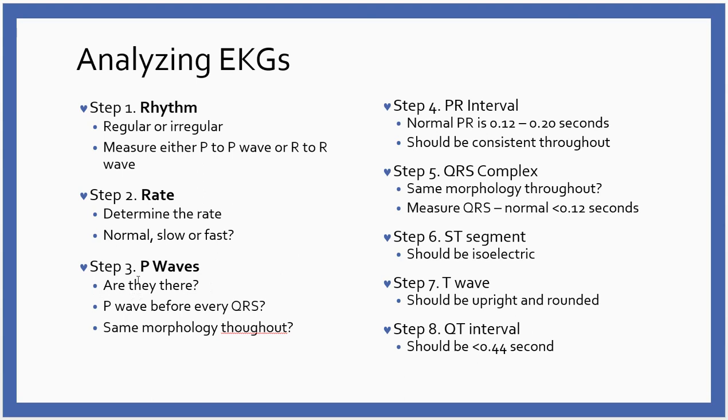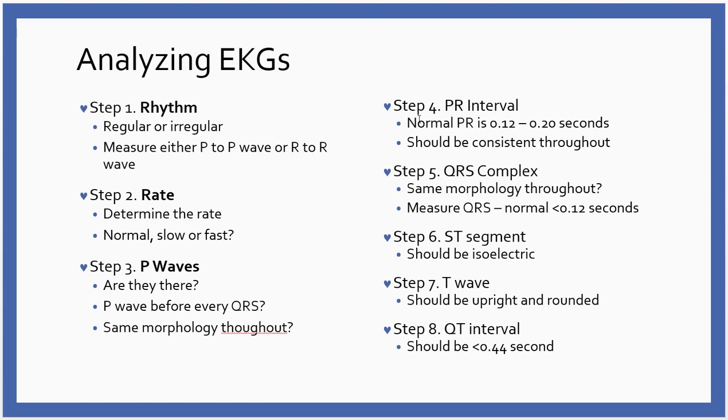We should. And once you've identified P waves, you need to look to make sure that there's a P wave before every QRS and that the P waves all look the same throughout. If the shape changes, if the PR interval changes, then that's not a good thing. And if there's not a P wave in front of every QRS, then we're not looking at a sinus rhythm. So we've got to figure out what the problem is.